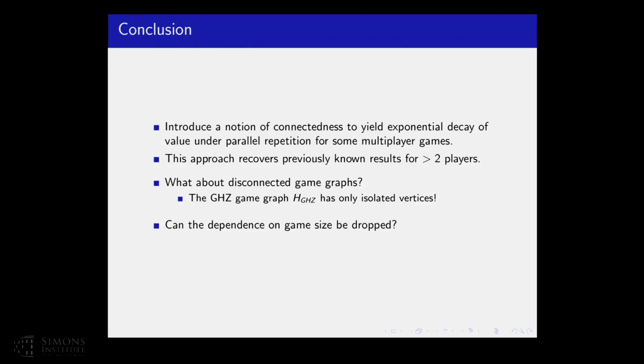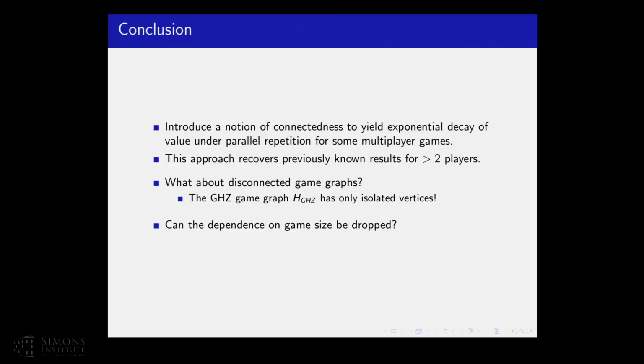And finally, in conclusion, what we did was introduce the notion of connectedness to yield exponential decay for a large class of games, and this recovers previous known results. But for instance, we still cannot handle the GHZ game that I mentioned before, because if you look at the k-1 connection graph of the GHZ game, it has only isolated vertices. And so there are very strong correlations among the question pairs, and somehow our approach cannot handle that. So how to prove an exponential decay bound, say just for the GHZ game, is itself interesting.